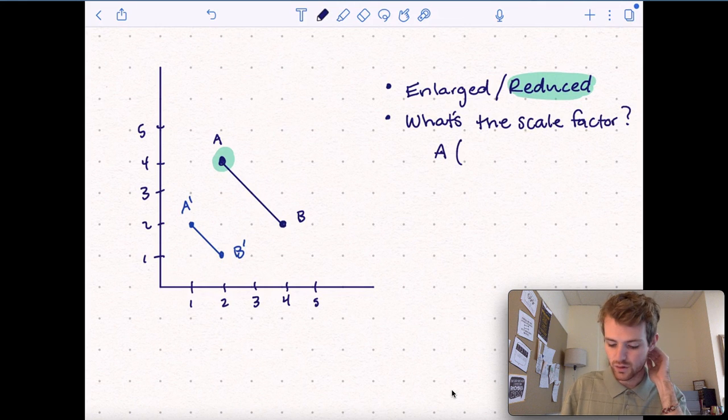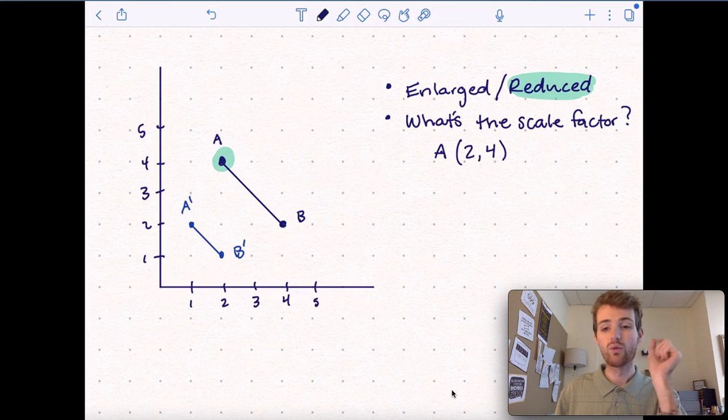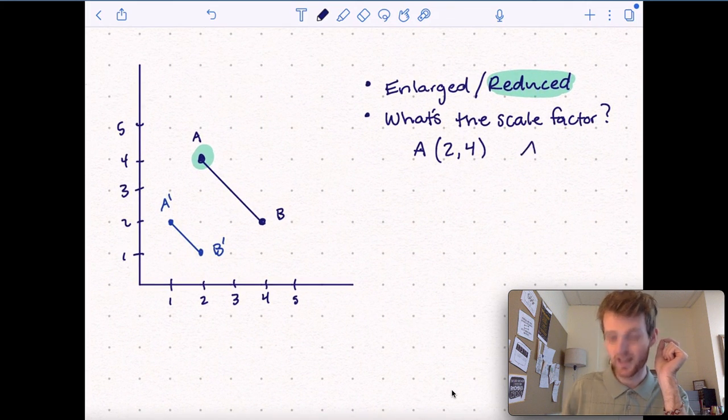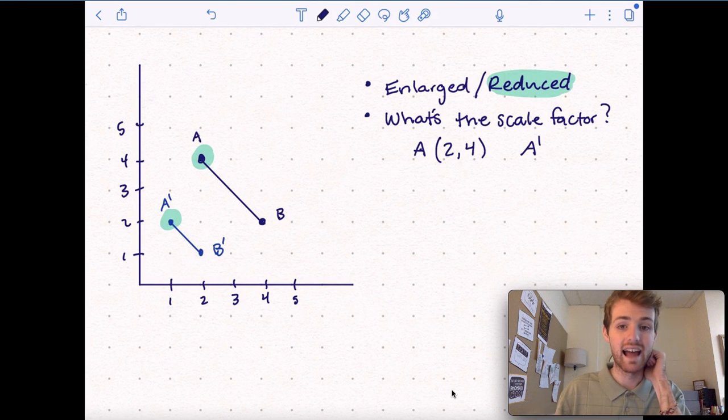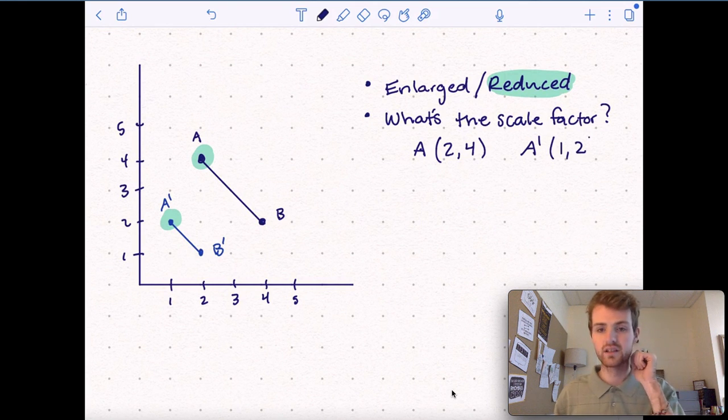A is at the coordinate 2, 4. Well, since I picked A, on my image, I'll want to pick A prime. When I look at A prime, where's that coordinate at? Well, it's at 1, 2.